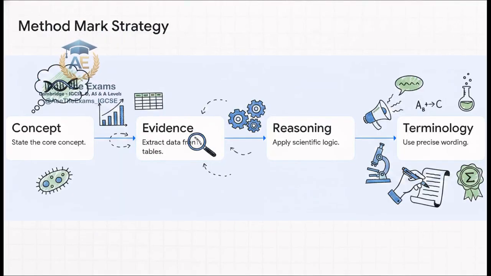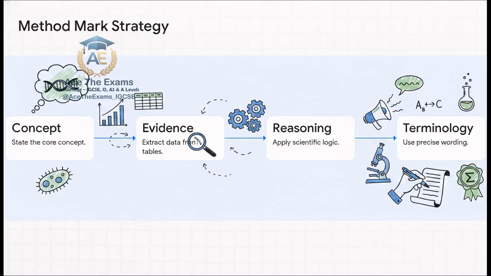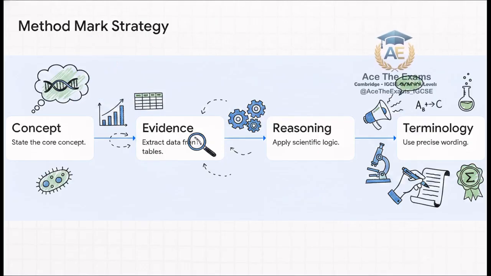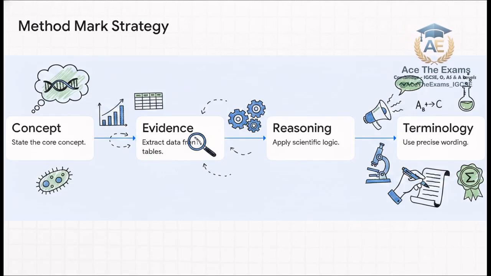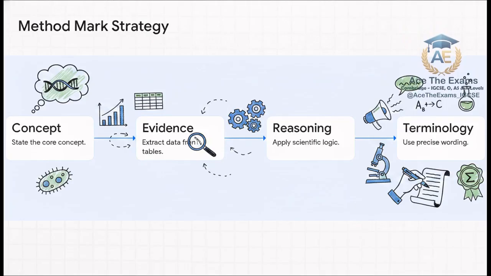Okay, so to secure those super lucrative process marks, we're going to use what we call the method mark strategy. Your answers need to flow systematically through 4 strict stages. Step 1, you state the concept. Step 2, you extract the evidence. Step 3, apply your scientific reasoning. And Step 4, use precise examiner terminology. Honestly, it's essentially just reverse engineering the mark scheme.